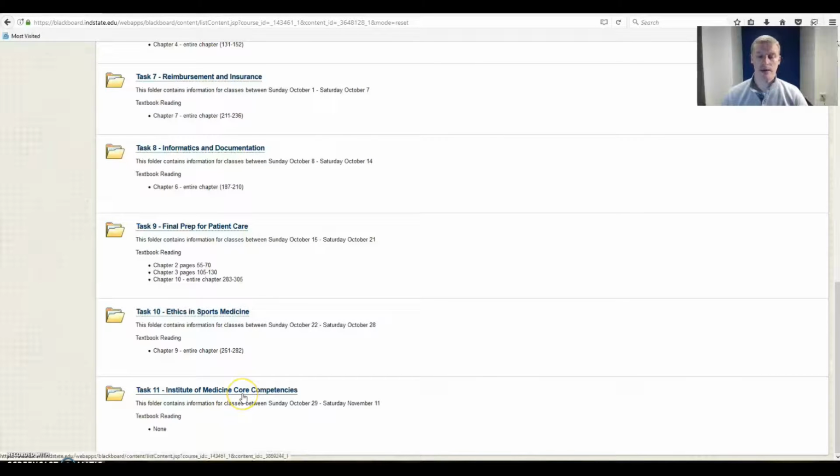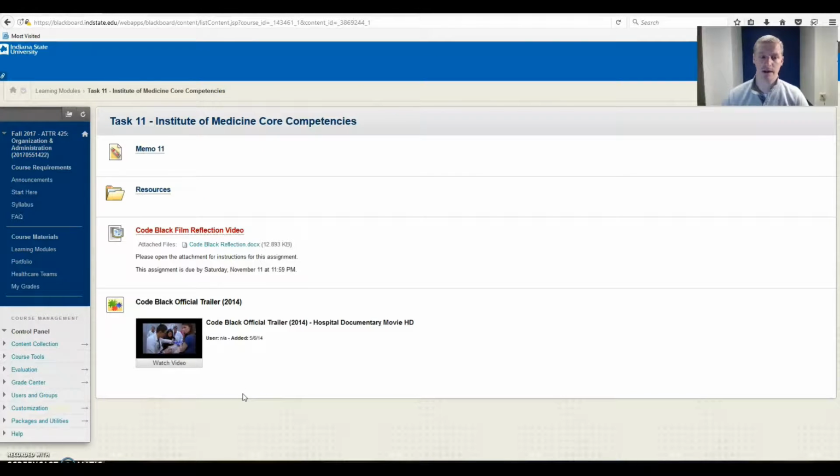Right now, we're at the Institute of Medicine core competencies, which are the skills that all healthcare professionals should have. This module actually spans 2 weeks. Inside each of these modules, they have a memo. The class is set up like professional development sessions, so it's meant to mimic what they would do after they finish their time as a student. It also has a resource page and then their weekly assignment.